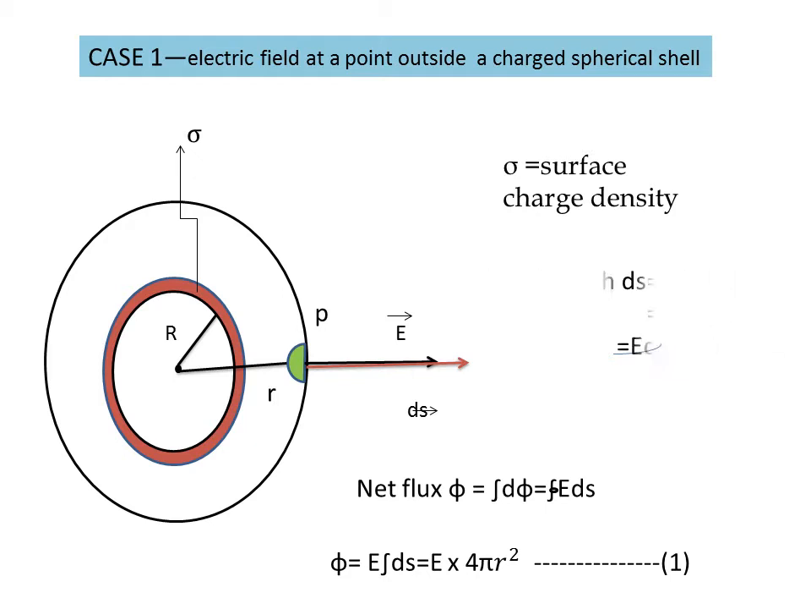We can eliminate this part from the derivation if E is same for all the points on the given Gaussian surface.